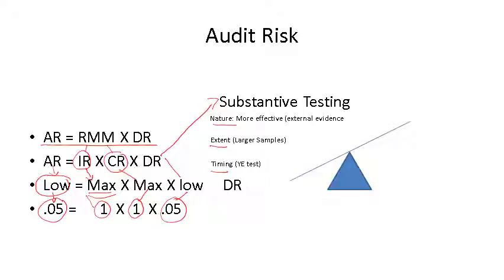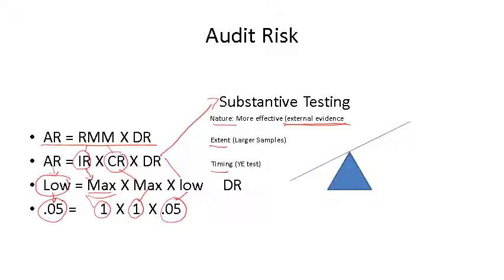Nature means we're going to look for a more effective audit procedure. For example, we might use external evidence rather than internal evidence. Remember, we talked about evidence before, and external evidence tends to be more reliable because there's less opportunity for the client to alter that.